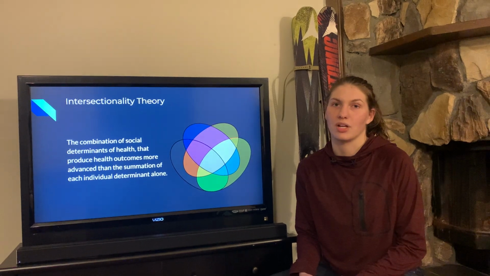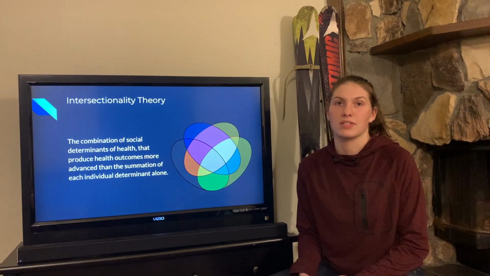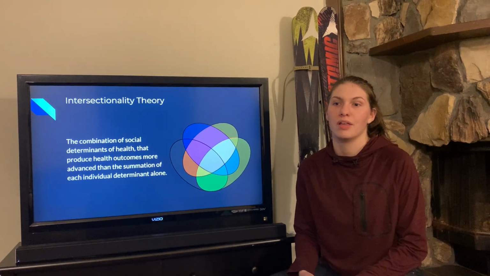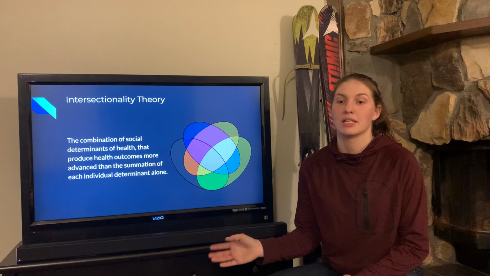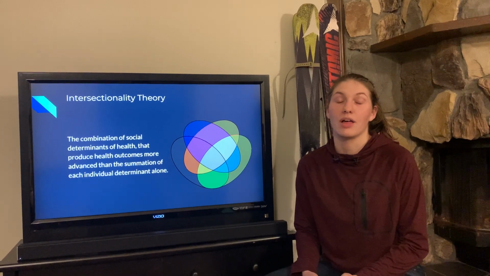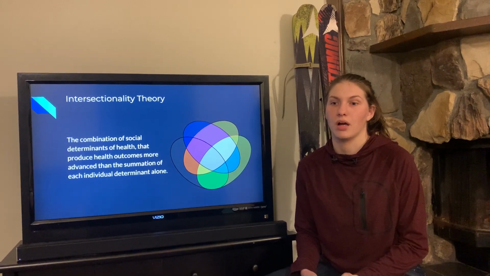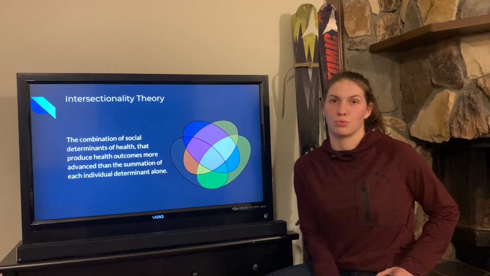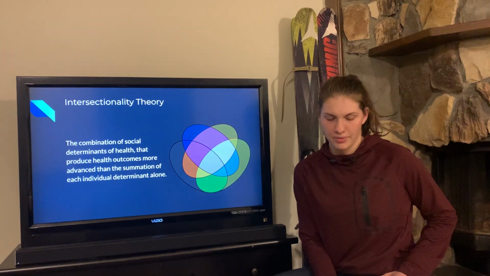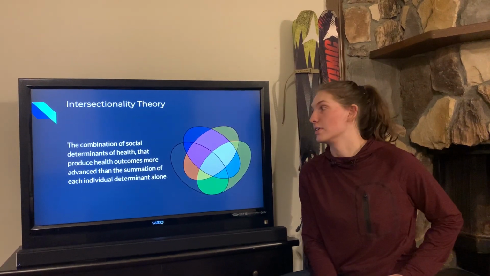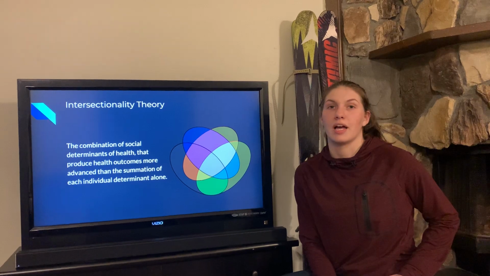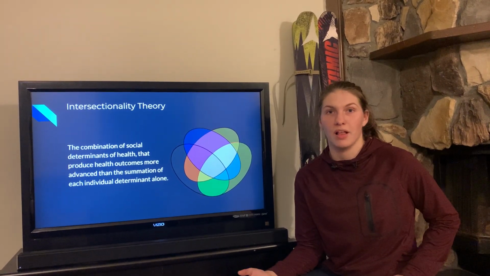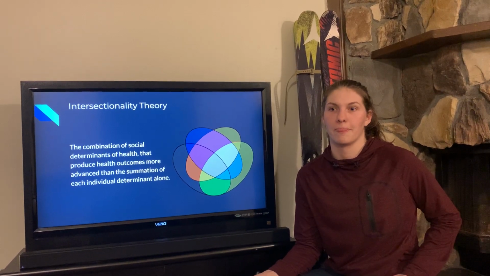Next is intersectionality theory, which basically goes over how each social determinant of health that a person has can work together and combine to produce a health outcome worse than the summation of each individual determinant that a person has. This is important when looking at a patient in front of you that could have more than one determinant producing their health outcome.